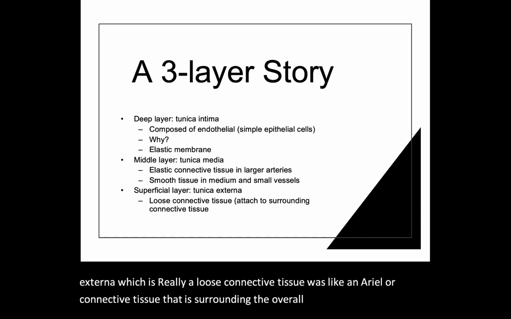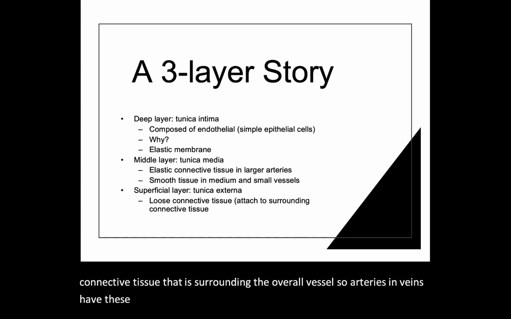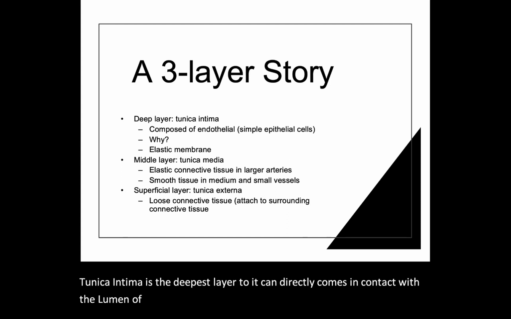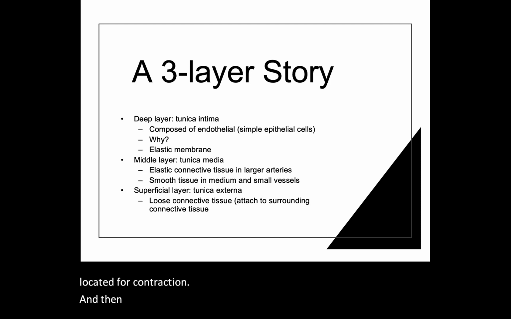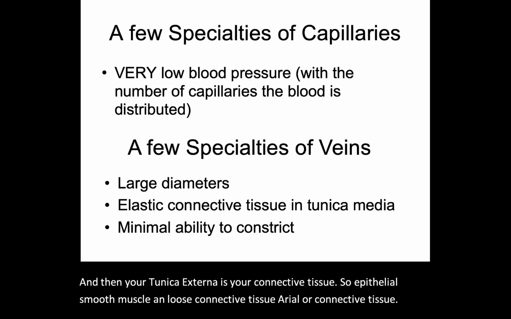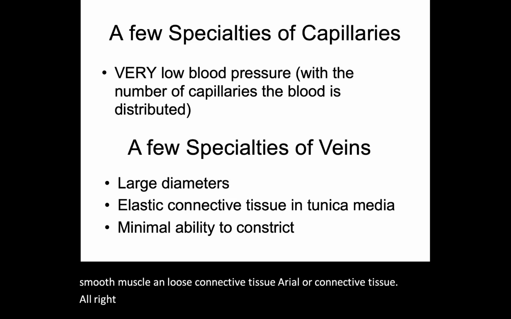So arteries and veins have these same three layers. Tunica intima is the deepest layer. It's what directly comes in contact with the lumen of the vessel. Tunica media is where your smooth muscle is located for contraction, and then your tunica externa is your connective tissue. So epithelial, smooth muscle, and loose connective tissue, areolar connective tissue. All right. Capillaries, again, are a little bit different, and so we'll consider them separately.